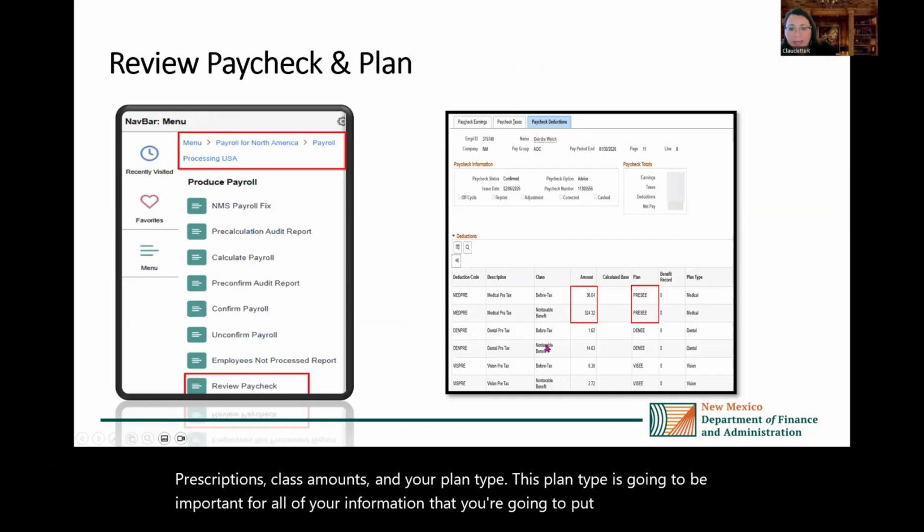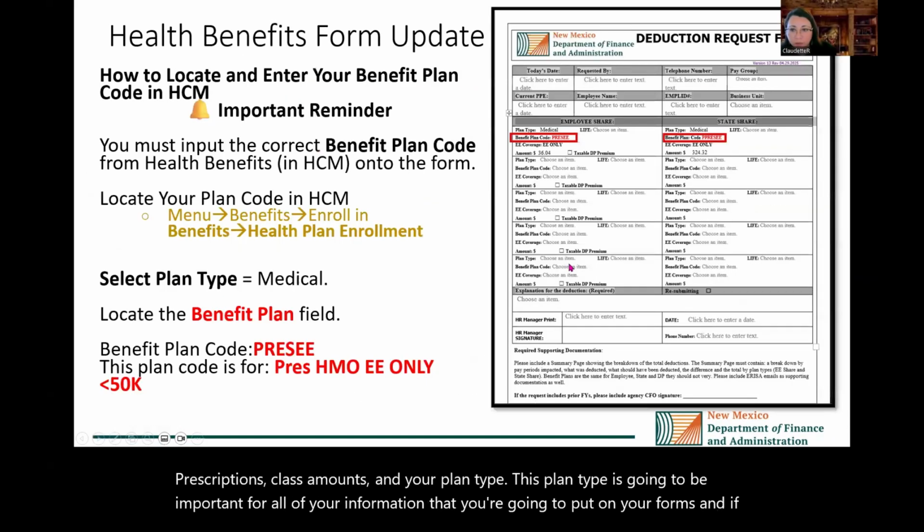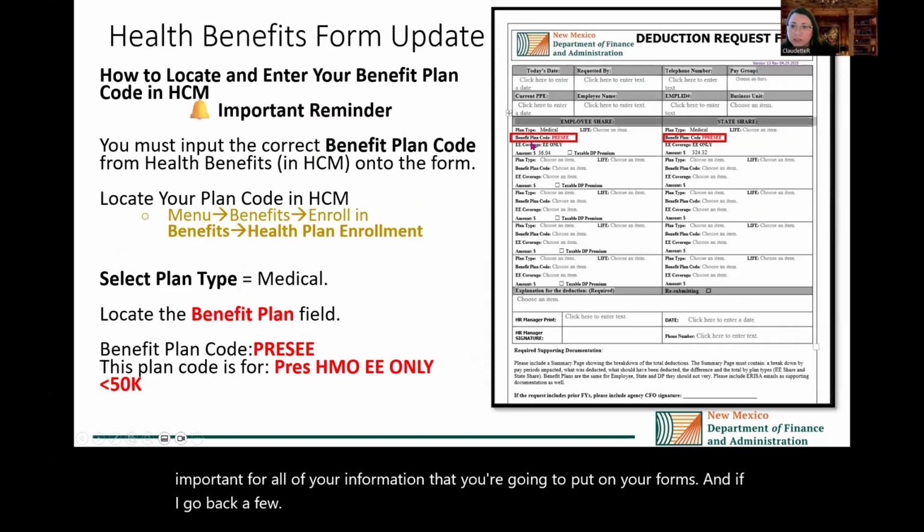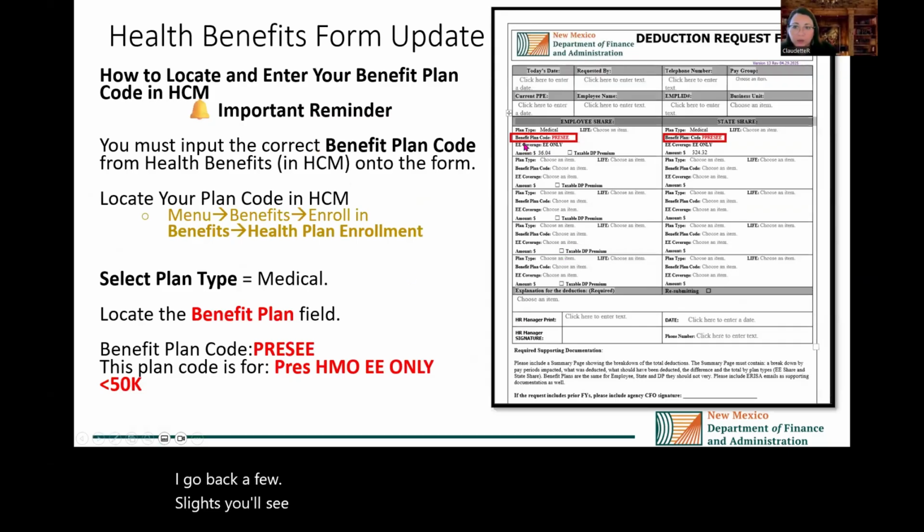And if I go back a few slides, you'll see right here, this is where we get the plan code, the Press EE.